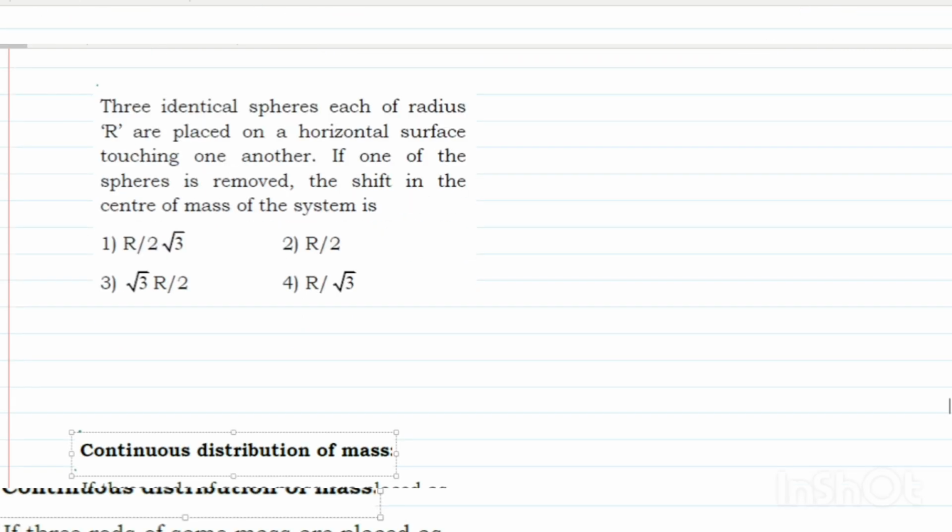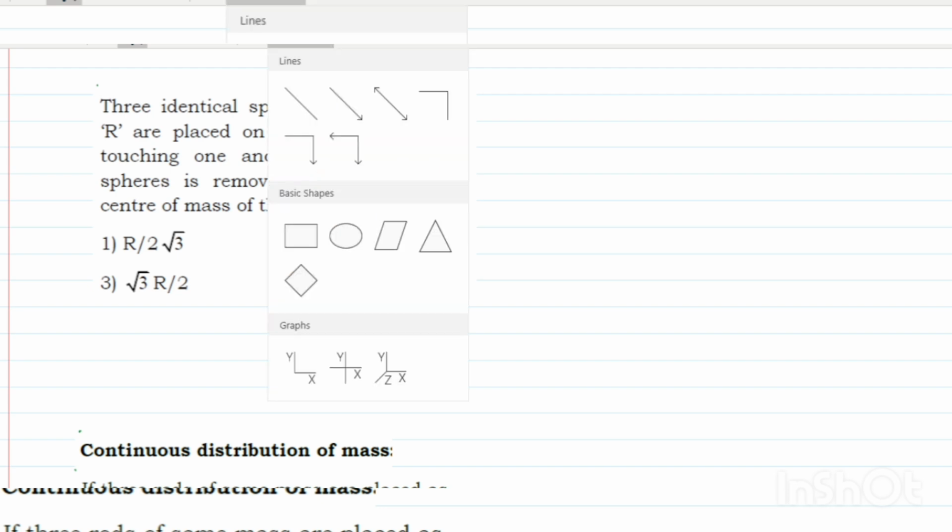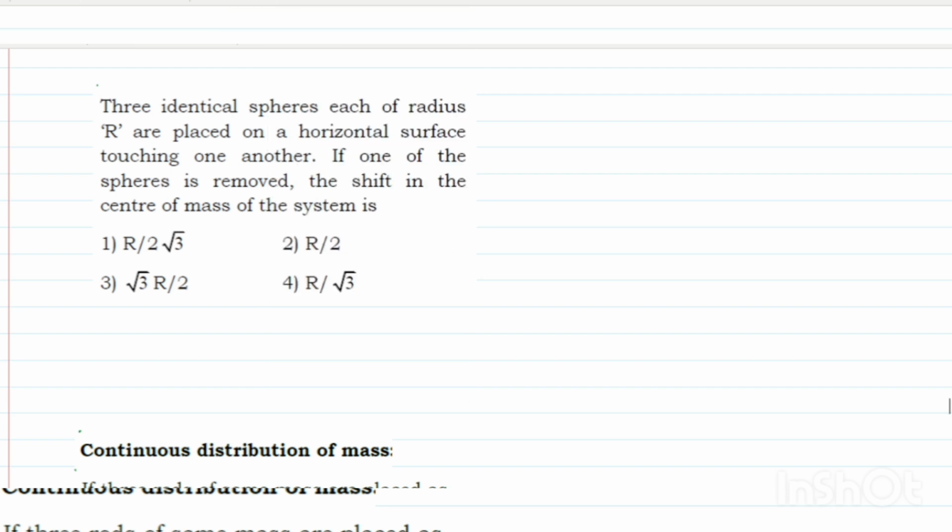Let us see the next question, students. Here are 3 identical spheres, each of radius r, placed on a horizontal surface touching one another. If one of the spheres is removed, they are asking for the shift of the center of mass. So let us take 3 spheres, students. All are touching each other.